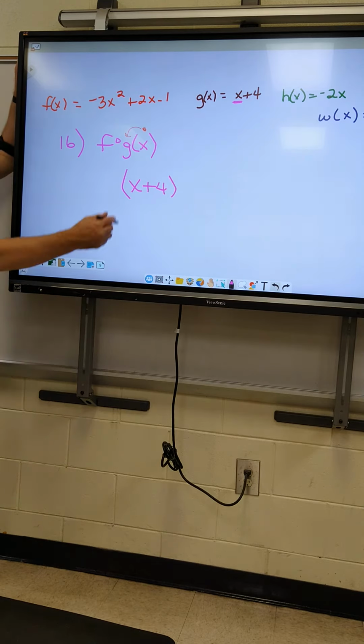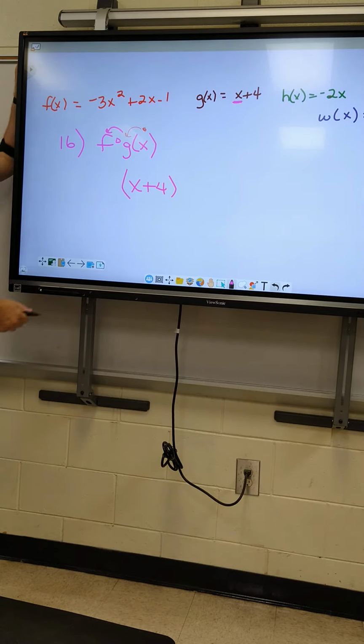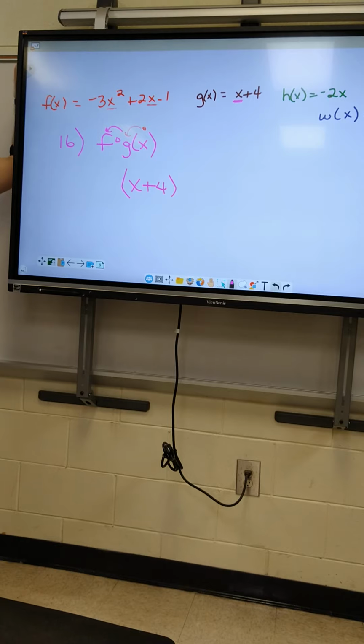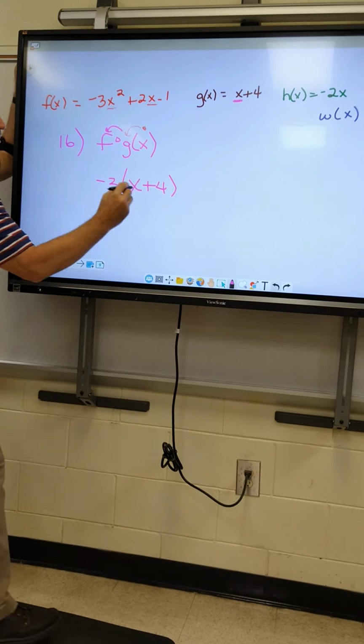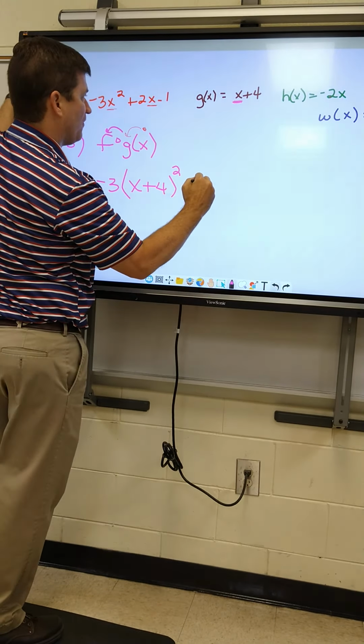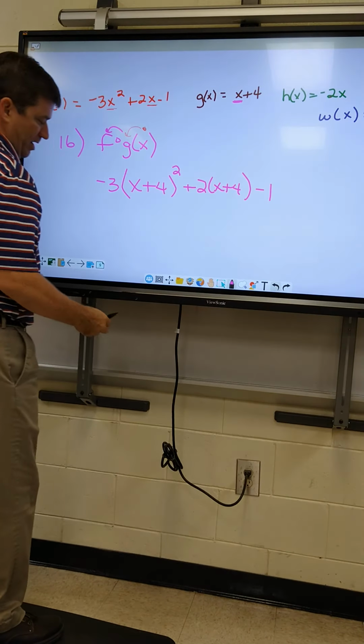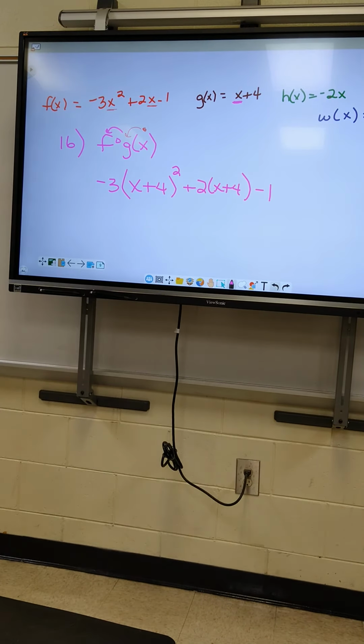All right, now what do we do? We take that and we plug it into F. So I'm going to have to plug it in here and here. Yep, got to FOIL it. All right, so when I plug it in, it's going to look like that.